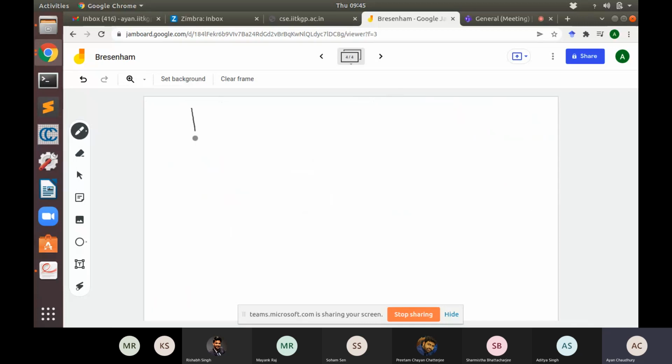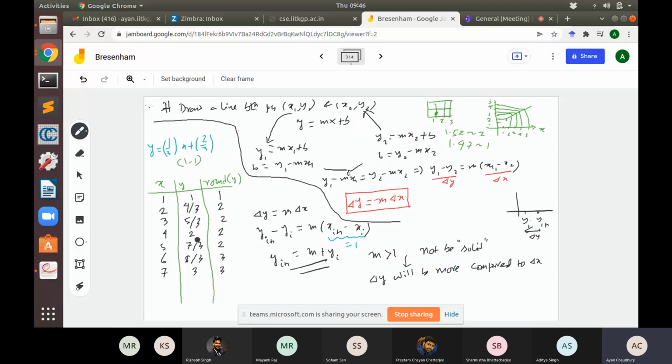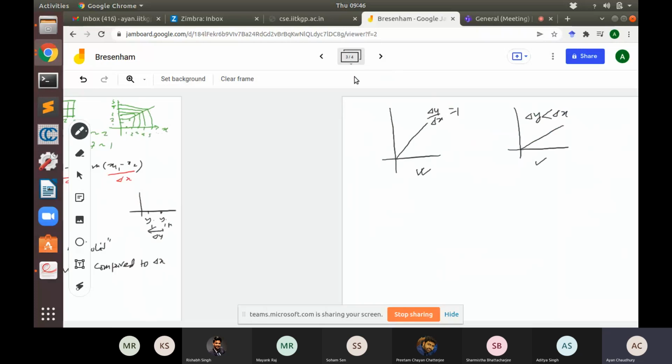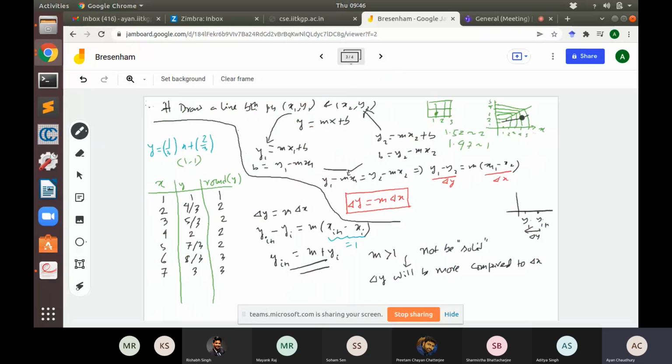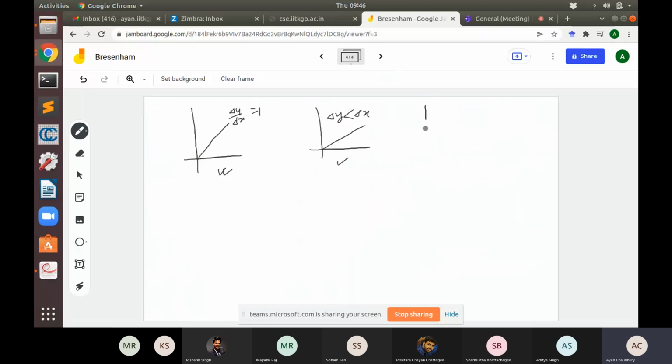If my line is like this, then delta y by delta x is equal to 1. This is absolutely fine. In this case, delta y is less than delta x. This is absolutely fine. Why? Because if delta y is less than delta x, then you don't have any problem, and eventually you get the rounded value. Why is this not a problem? Because if the line is like this, multiple x values are getting mapped to the same y value, and that's okay. But what happens in this case?